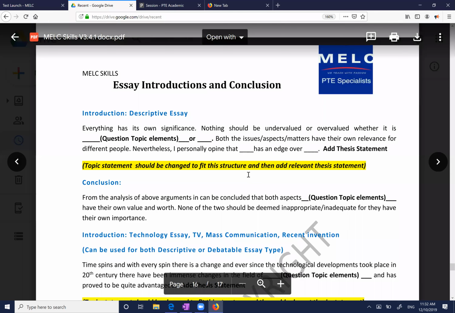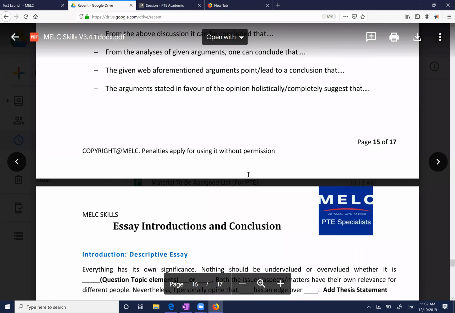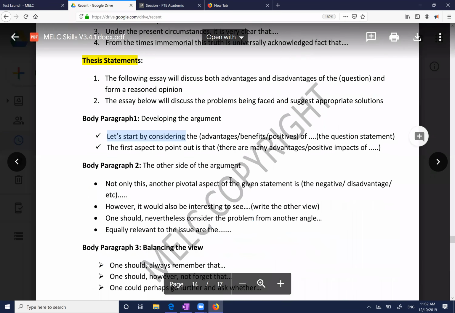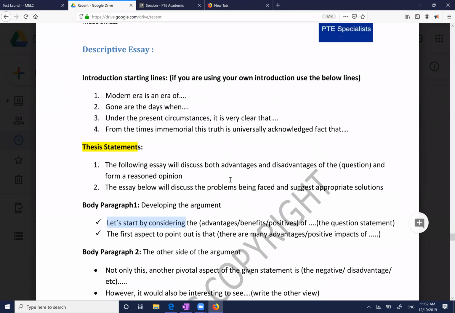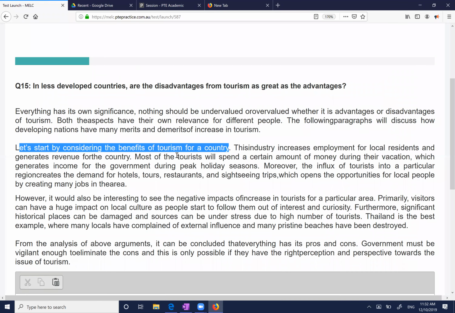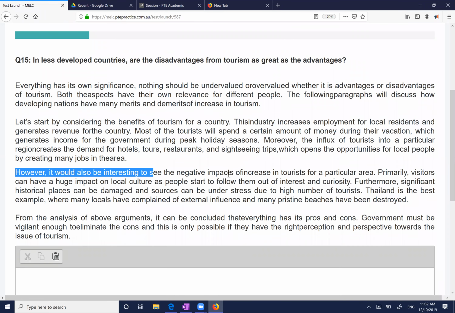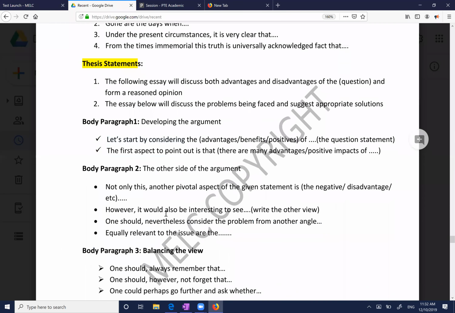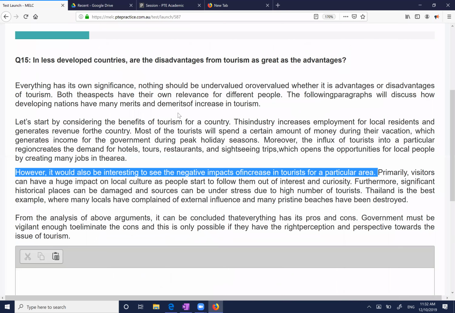Now again, this line has been taken from the body paragraph lines. Let's start by considering. It is again in the skills file under descriptive essay body paragraph lines. Then, however, it would also be interesting to see the negative impacts. So again, this line is from here. So those 30 to 40 words which I mentioned earlier have been picked from this file.